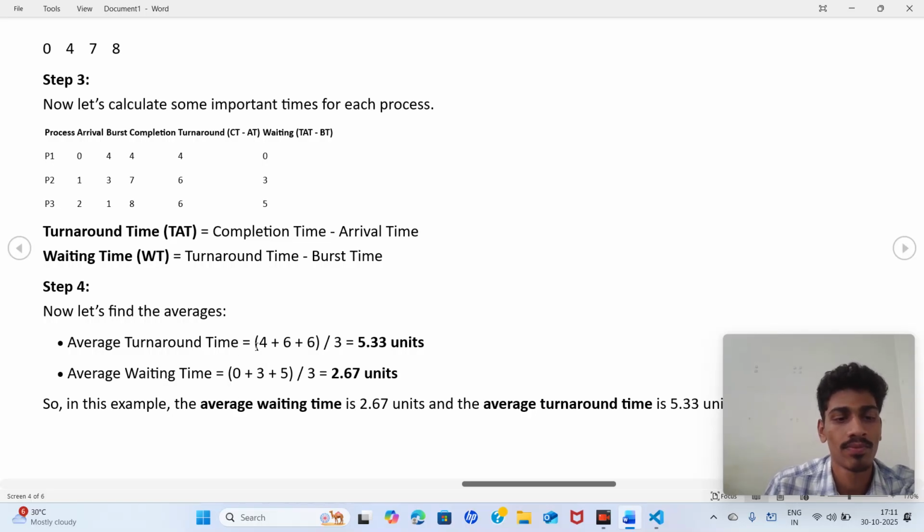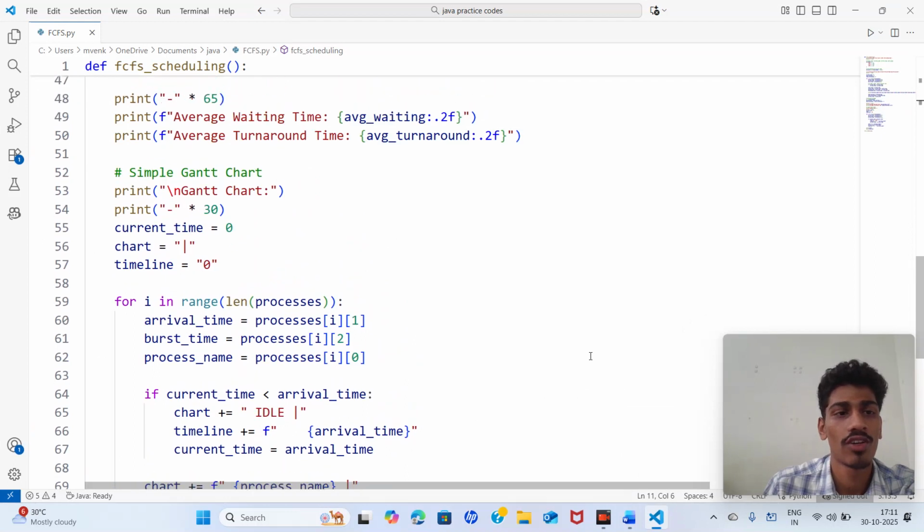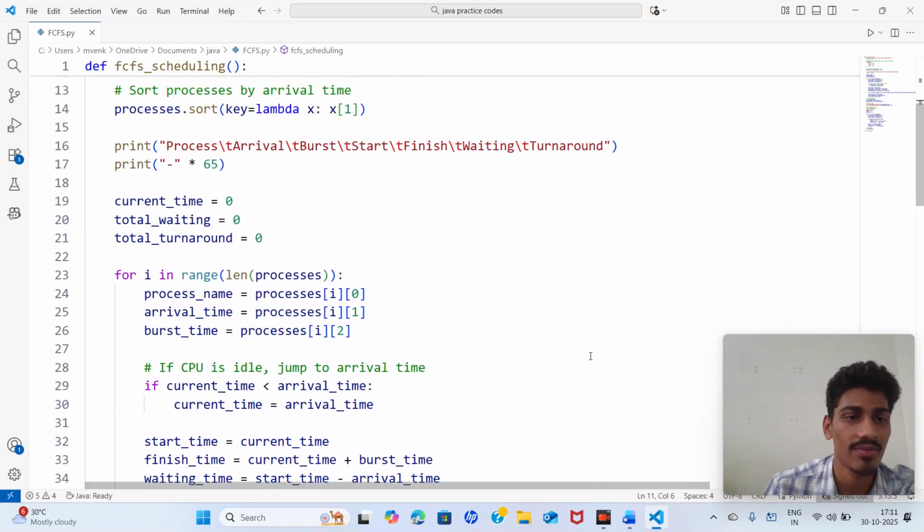Step 4 is finding the average turnaround time and average waiting time. The average turnaround time is 4 plus 6 plus 6 upon 3, which gives 5.33. And the average waiting time is 0 plus 3 plus 5 upon 3, which gives 2.67. And this is the example in which we calculate the average waiting time and the turnaround time.